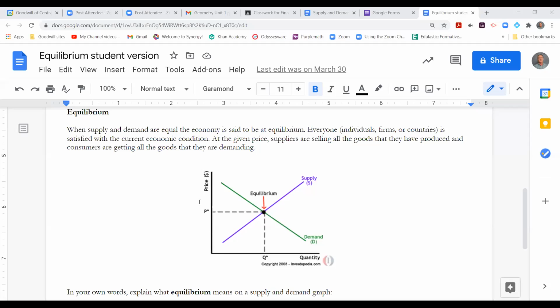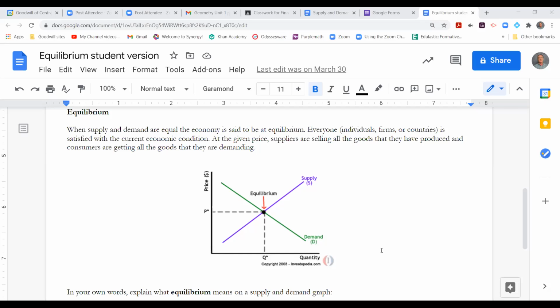And again, you can see prices over here on the left. The little p there stands for price. Q stands for quantity on the bottom. The purple line is the supply line. That's how much is being produced. The green line is the demand line. And right where they cross, that's what you call equilibrium. That's what the producers are wanting to hit.